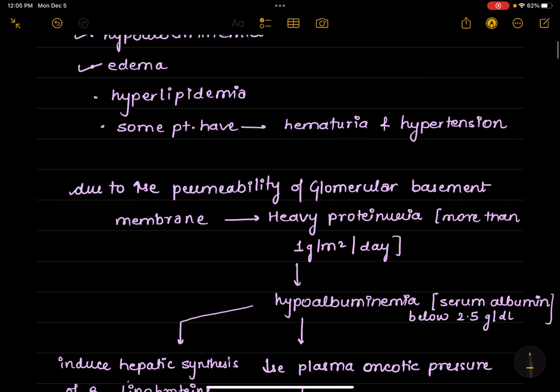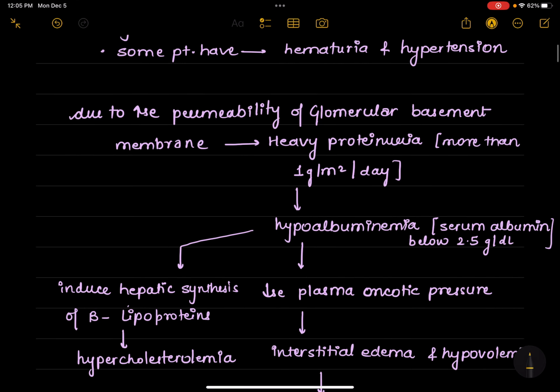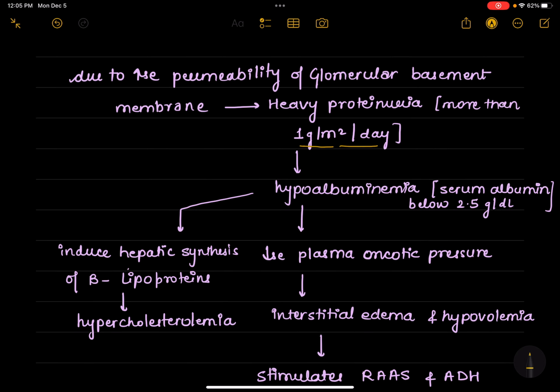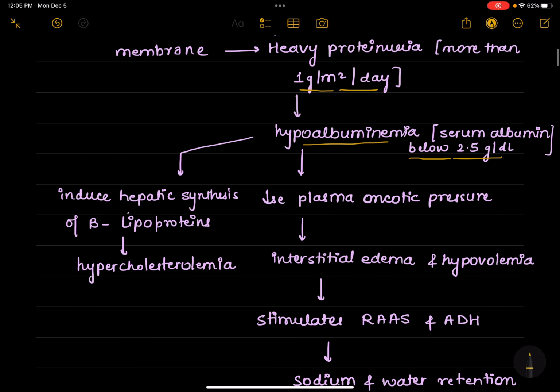Due to increased permeability of the glomerular basement membrane, there is heavy proteinuria. Proteinuria means protein excretion of more than 1 gram per meter square per day. This will result in hypoalbuminemia, that means serum albumin level will become below 2.5 grams per deciliter.